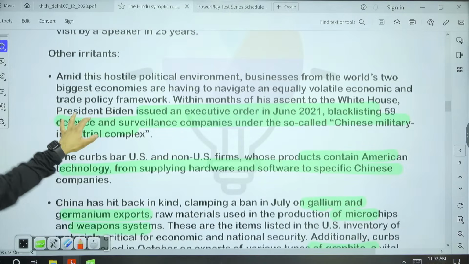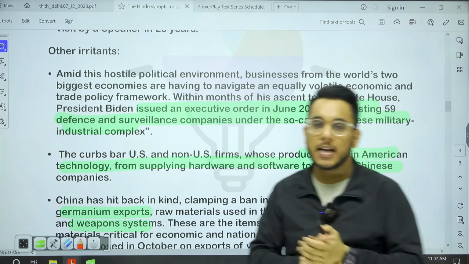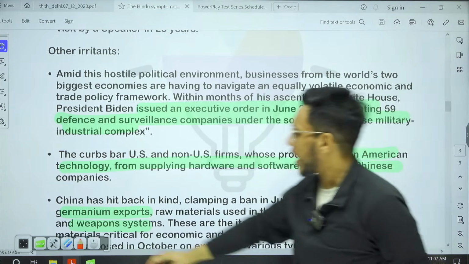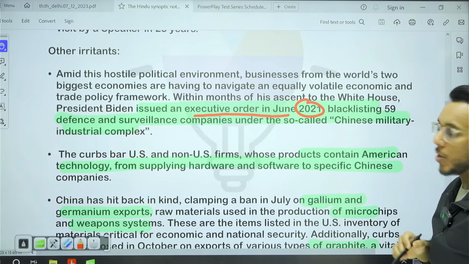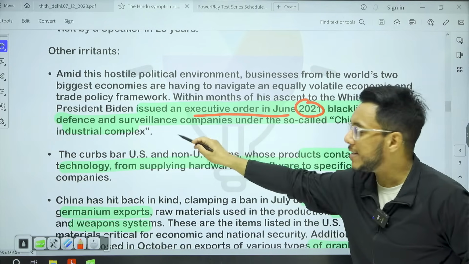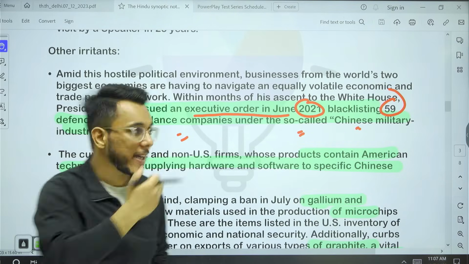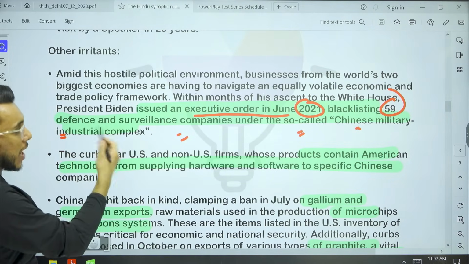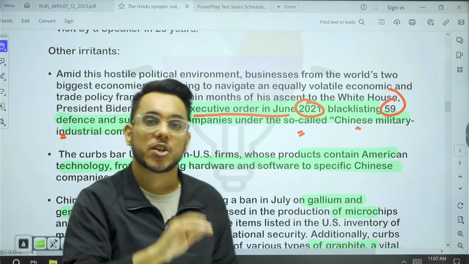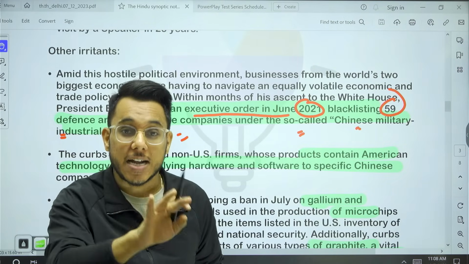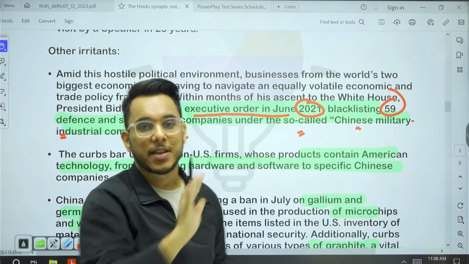Also if we see in the past few years, their relations have declined also because of certain economic decisions that have been taken by both China and America. Let's take the example. First of all, what has happened, as Joe Biden became president, he issued an executive order in 2021. And as per that executive order, they blacklisted 59 defense and surveillance companies from China, and they said that these 59 companies are working for the Chinese military industrial complex. Also guys, before Joe Biden, Donald Trump also had blacklisted a lot of Chinese companies which were working for artificial intelligence and machine to machine communication. So Donald Trump blacklisted Chinese companies, then Joe Biden blacklisted 59 Chinese companies.